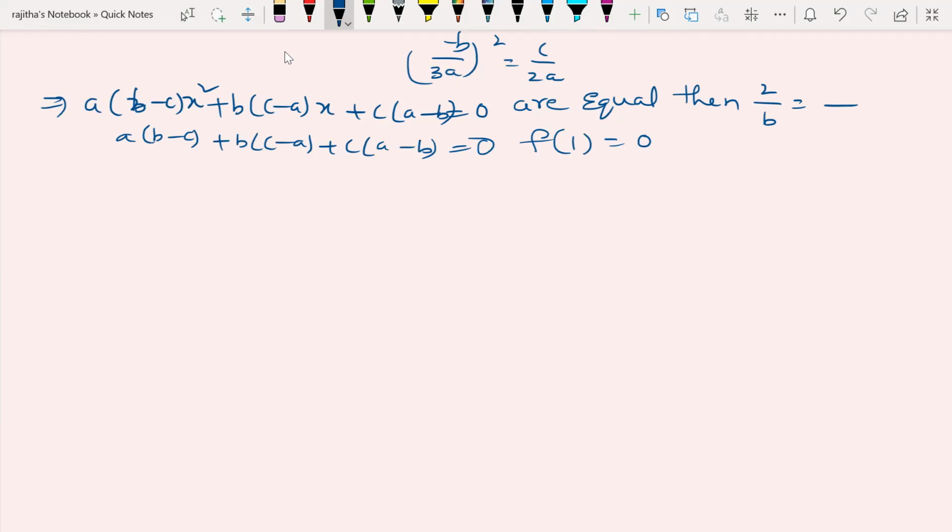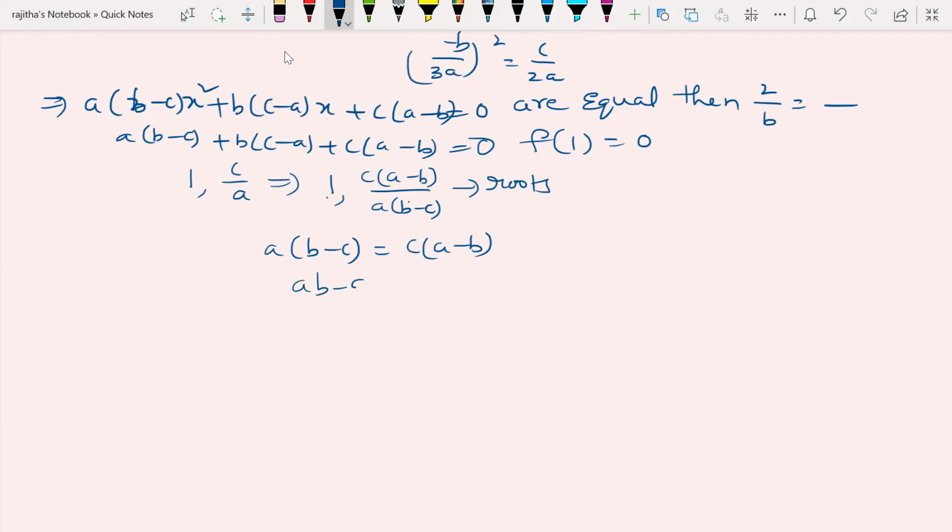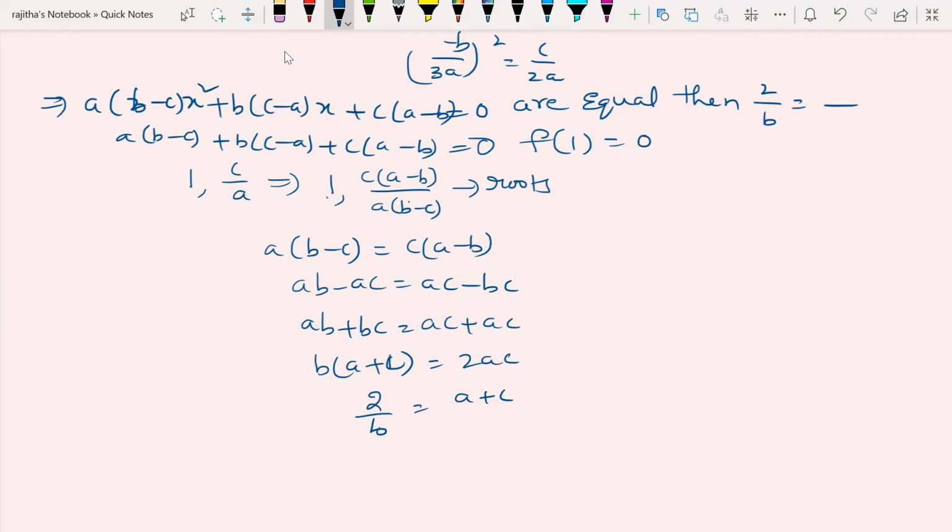Then what are the roots? 1 comma c by a. That implies 1 comma c into a minus b by a into b minus c. These two are the roots. These roots are equal means a into b minus c is equal to c into a minus b. ab minus ac is equal to ac minus bc. ab plus bc is equal to ac plus ac. b into a plus c is equal to 2ac. So 2 by b is equal to a plus c by ac. That is the answer.